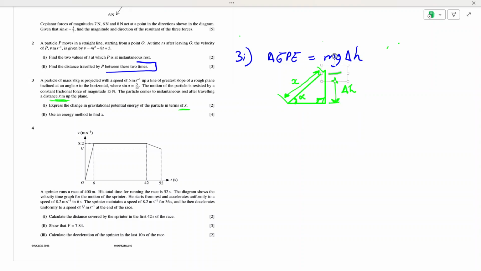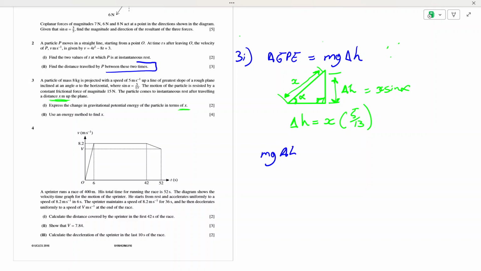It's just going to be equal to x sine alpha, right? Using the trig ratios. It's just going to be equal to x sine alpha. Therefore, delta h is equal to x times sine alpha, and we know what sine alpha is. It's 5/13, right? Thus, we can answer our question.